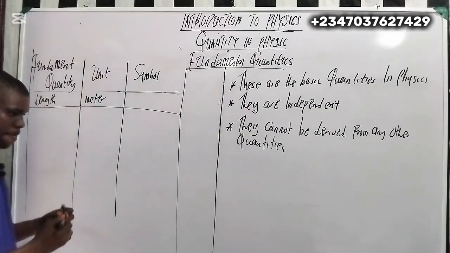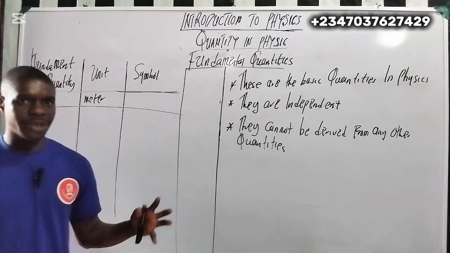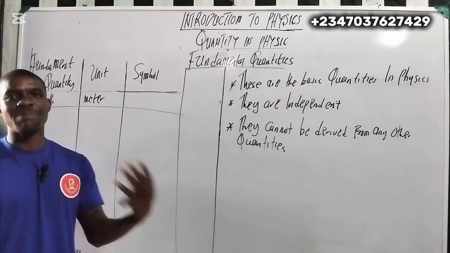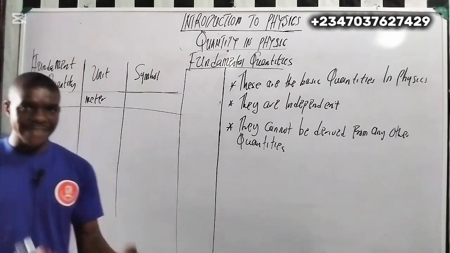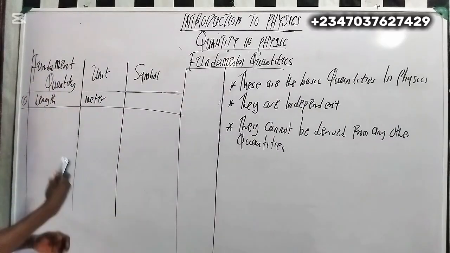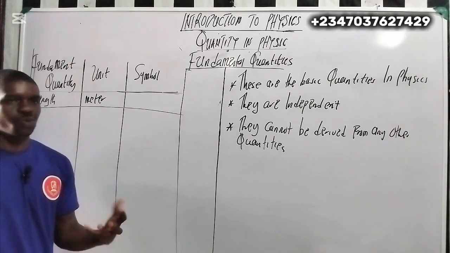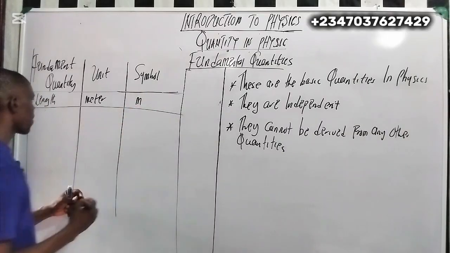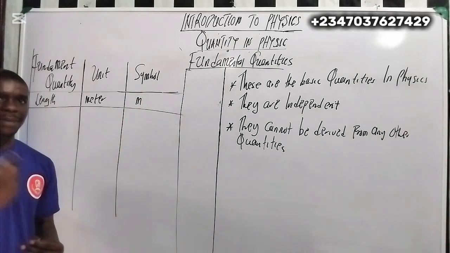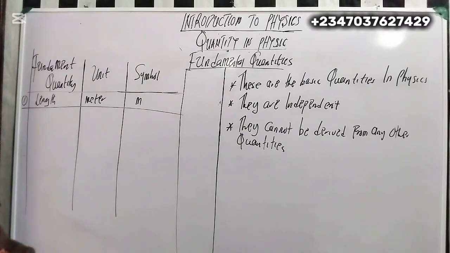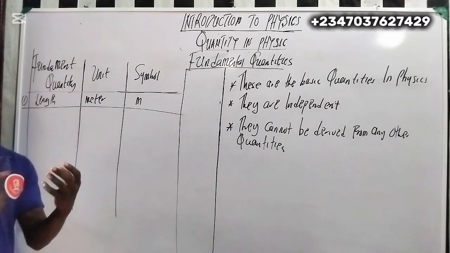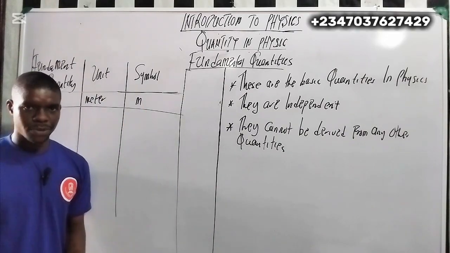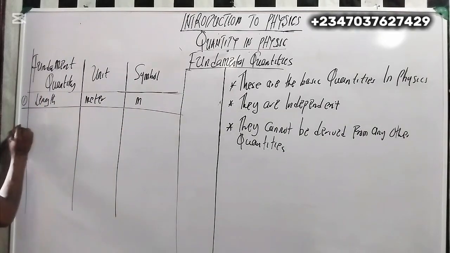It's okay. Now look at something here. Length has different units. We have kilometer, meter, centimeter, millimeter, and the rest. We have miles and the rest. But the unit we use in physics is meter. Although we still have centimeter, the unit we use in physics is meter, and the symbol is m. So the first fundamental quantity you need to know is length, and if they ask you what the unit is, it is meter, and the symbol is m.